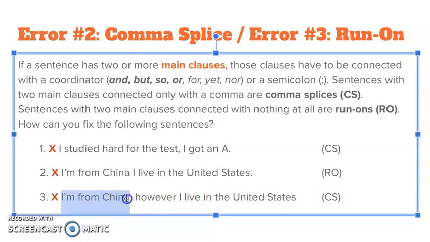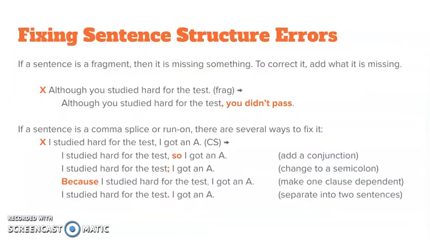Here, main clause, comma. That's a comma splice. Now, what students usually say at this point is, well, I'm using however. But however is not a coordinator, so it cannot connect two main clauses. We'll talk about words like however sometime later in life, but we're running out of time on this video, right?